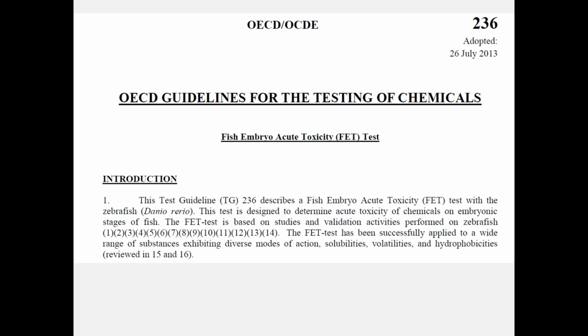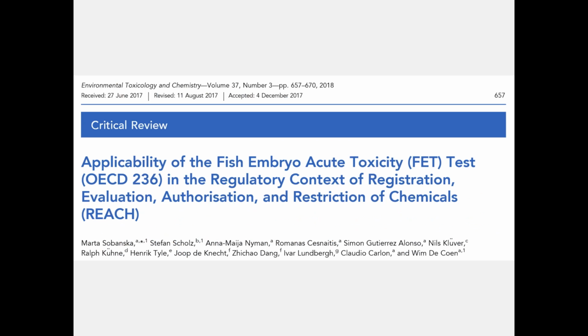So we've got our test guideline. Now we want to get it regulatory accepted. So this is where the European Chemicals Agency got involved. And they did a pretty comprehensive review of the comparison between the FET test and the acute fish toxicity test, which we often refer to as the AFT test. So this is where they did a big review of all the data, making comparisons between the fish embryo test and the acute fish toxicity test.